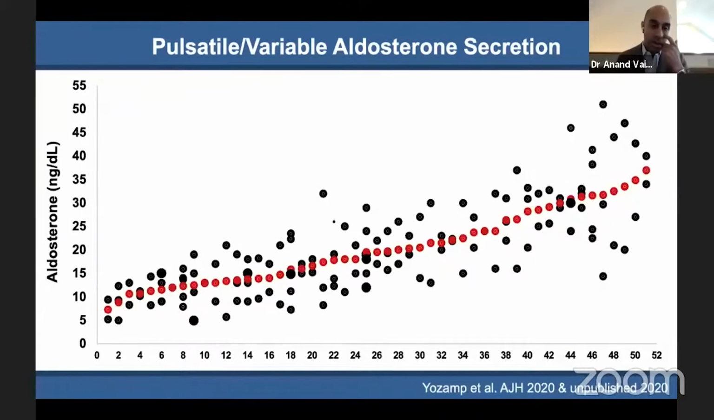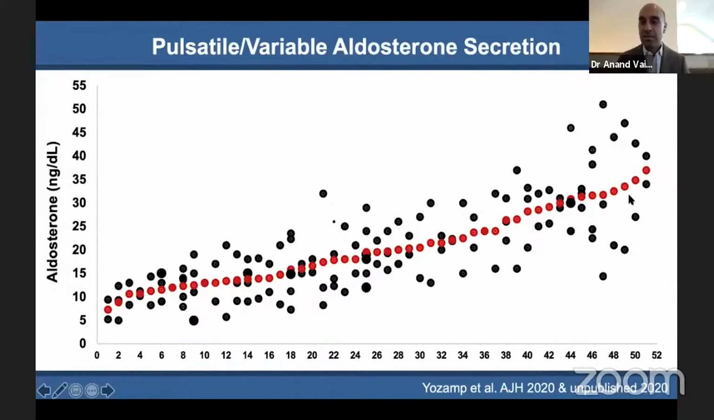Here's one example. These are 50 patients with confirmed primary aldosteronism, meaning every single one of them has undergone a confirmatory test, a dynamic test to prove they have primary aldosteronism. It's undisputed. And in black, for each person, you see multiple aldosterone measurements on different days. And in red, you see their average of all of those measurements.